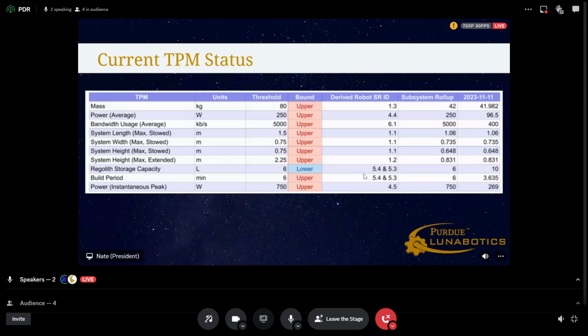The thresholds are there, and the bounds establish whether this is an upper bound or a lower bound for that threshold. It has the system requirements that it is derived from, and the subsystem rollup is the current TPM distribution from all the subsystems stacked up. Here on the right, we have the first estimate of our TPMs. So this is where we currently stand with our TPMs.